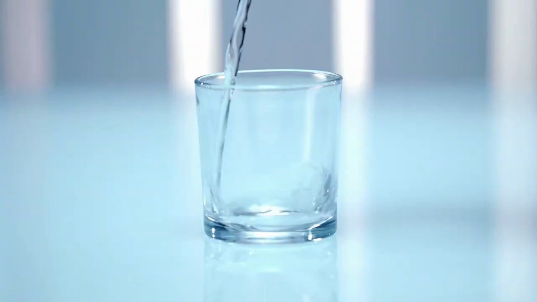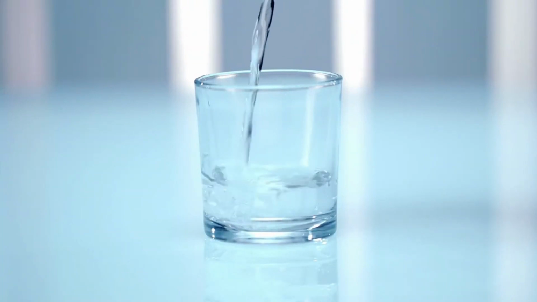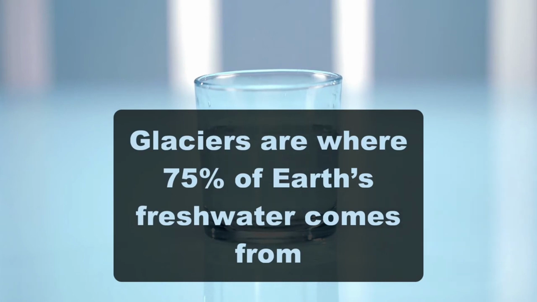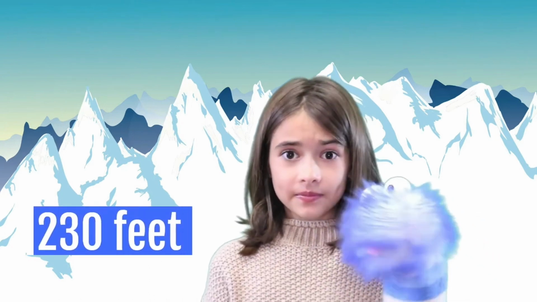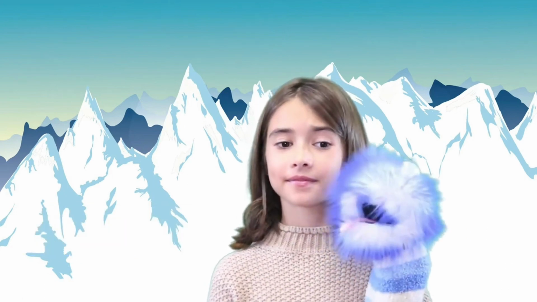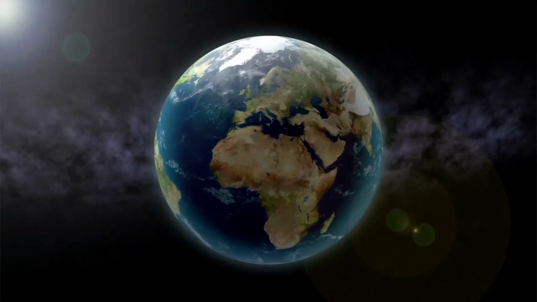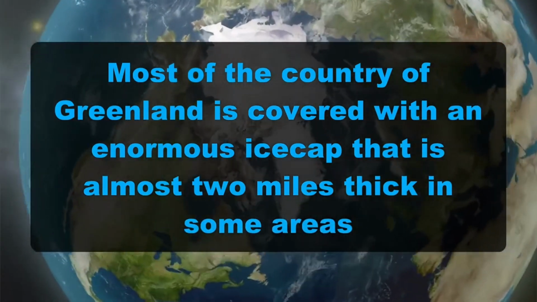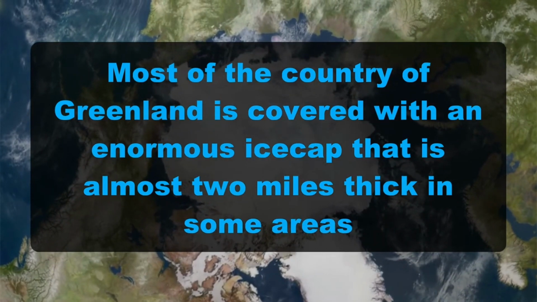Have you ever gotten really thirsty and wanted a cold glass of water? Well, glaciers are where 75% of all of Earth's fresh water comes from. Scientists believe that if all the glaciers melted, our oceans would rise by 230 feet. In a way, that sounds cool, but that's actually terrifying. Yeah. Like, that's a lot of water. Most of the country of Greenland is covered with an enormous ice cap that is almost 2 miles thick in some areas. Wow.